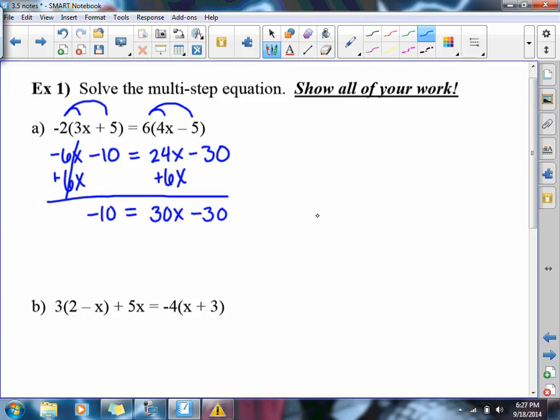Okay, so now you could look at this a couple of different ways. You could say, oh, now it's a two-step equation that I have to solve. Or you could think of it as, I have all my variables on the right side. Now I have to get all the numbers over to the left side. So this minus 30 now, I'm going to undo that subtraction with addition so that I can move him over to the other side that has the other number, the negative 10.